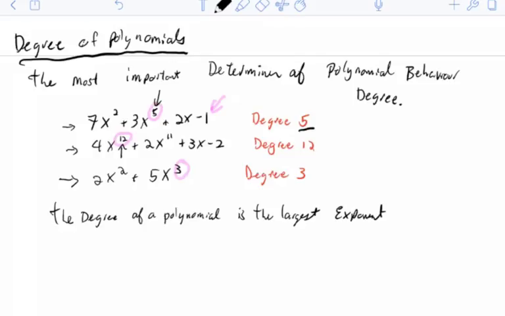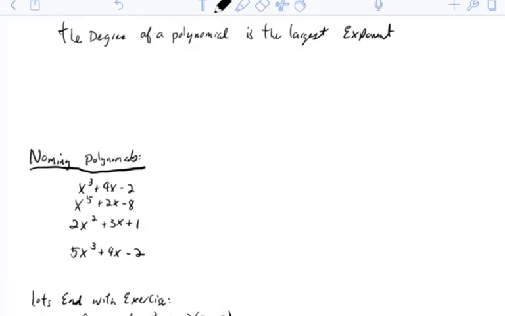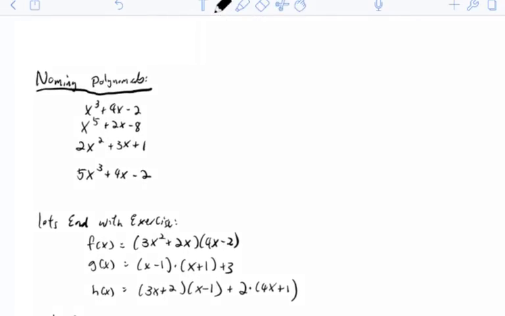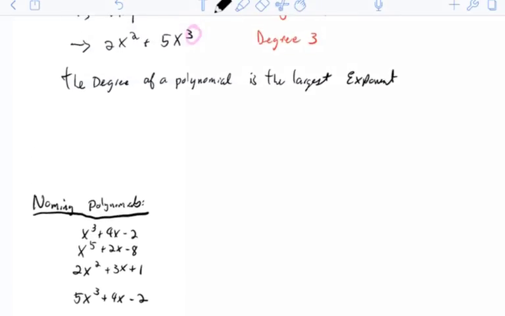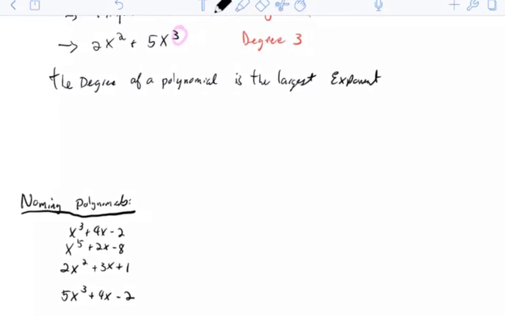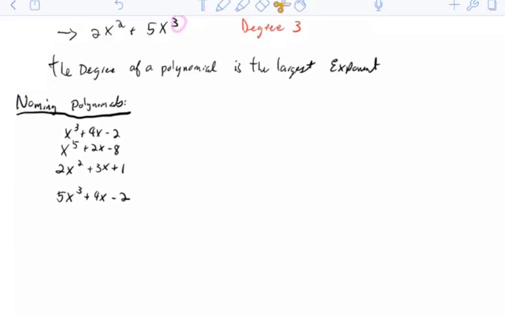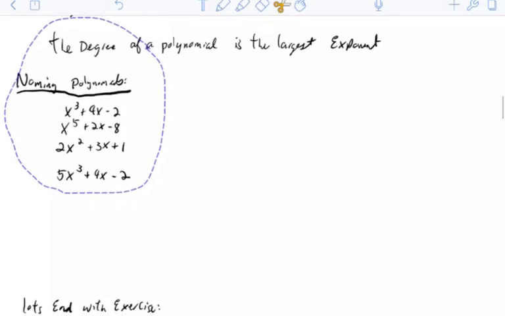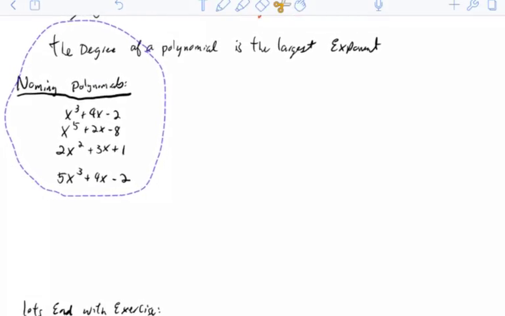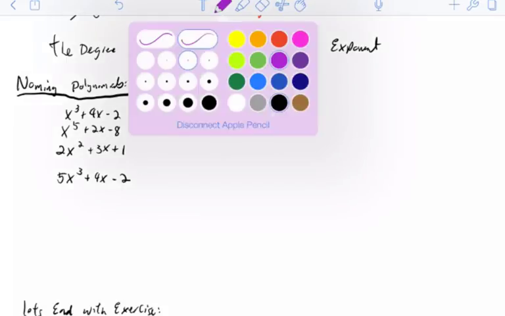Okay? Degree is actually pretty important. It shows up in a lot of things, and you can definitely sort polynomials based on how they behave, and that sorting corresponds to what the degree is. Alright, last thing. Naming polynomials. This is actually part of a much broader topic. It's super important, but it's also something that students often get wrong in really interesting ways.